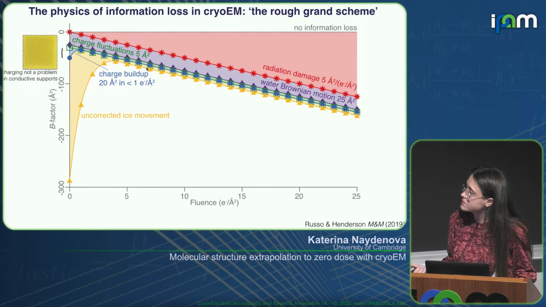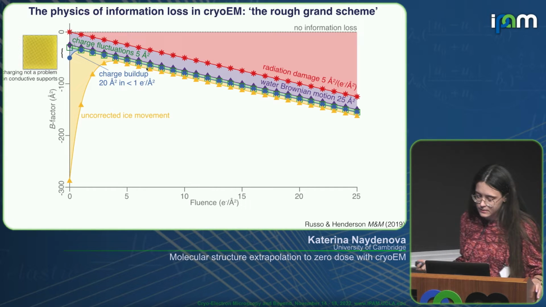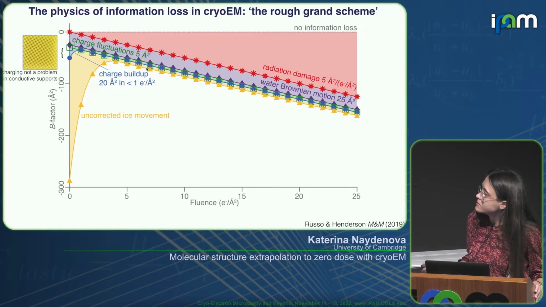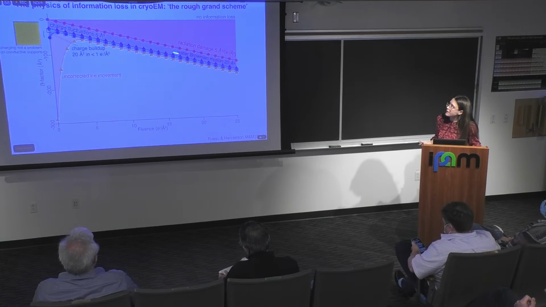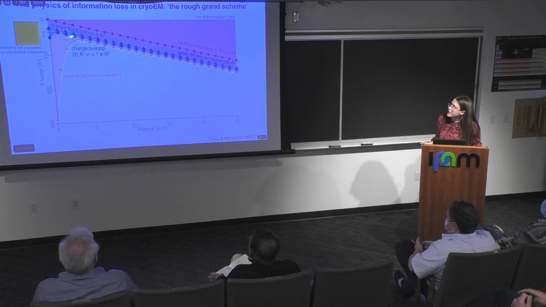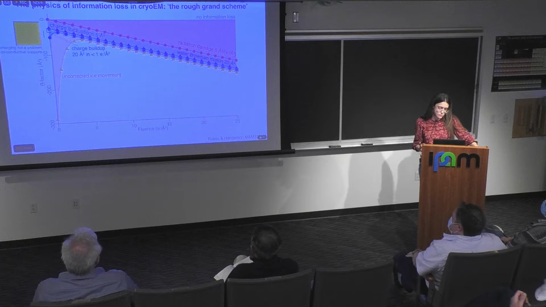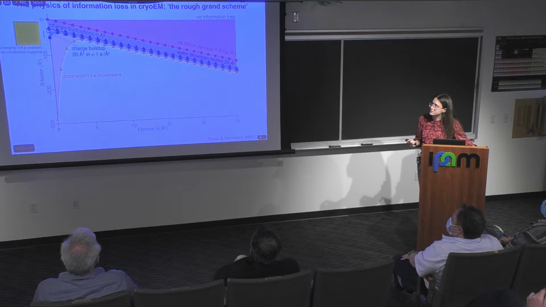Radiation damage, which causes the quality of our data to deteriorate steadily throughout the exposure. We have a few minor contributors which we don't worry about much anymore, such as charge fluctuations, Brownian motion of the water molecules surrounding the sample, and charge buildup, provided that we use conductive specimen supports, which this talk is going to be all about.